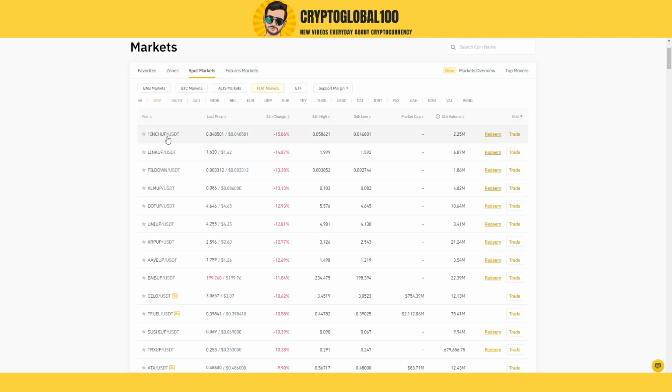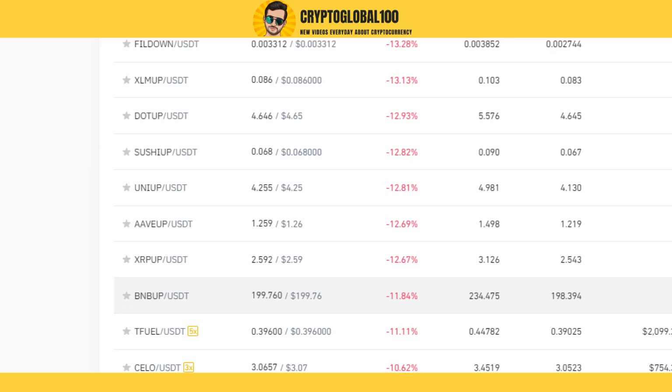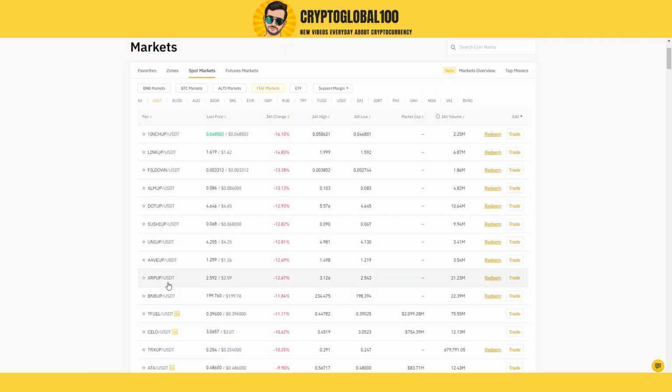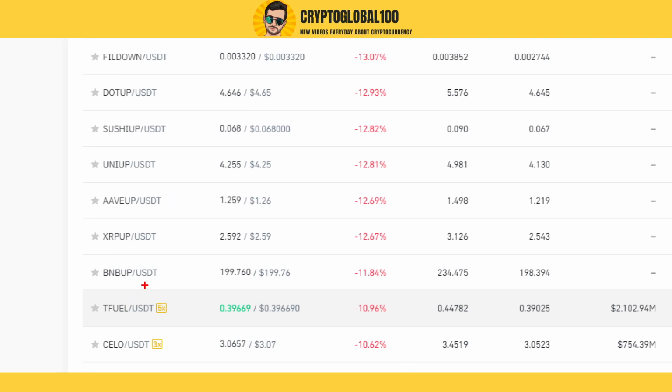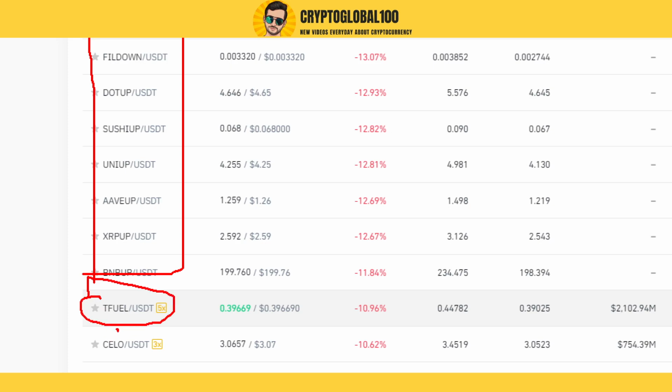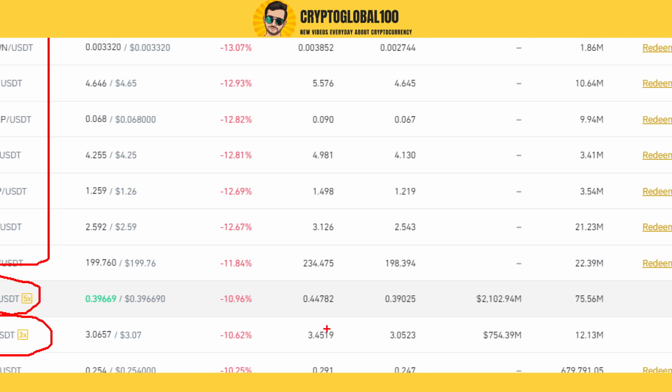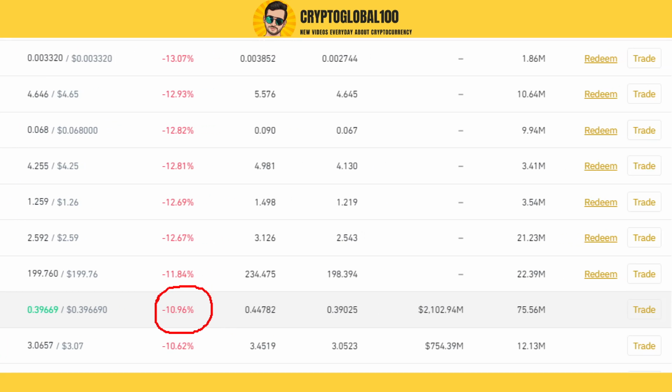Let me show you this one. Link up, down, up, up, up, up, TFUEL. Got it. This is not the up coin. Let me show you this one. TFUEL, and this one, CELO USDT. You can see here TFUEL USDT is down minus 10%. We know that it's a good coin and it has a good volume as well.